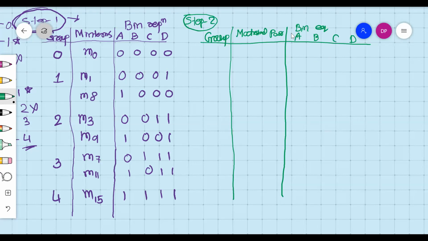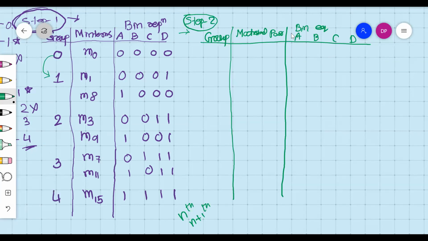Now what we will do, we will take the first table. From this we will make the second table, step 2, by taking the groups of the first table. So we will be comparing the nth group with the n plus 1th group. I mean 0 group will be compared with 1, 1 will be compared with 2, 2 with 3, 3 with 4. So in that way we will do. First let's compare the 0th group with the first group.